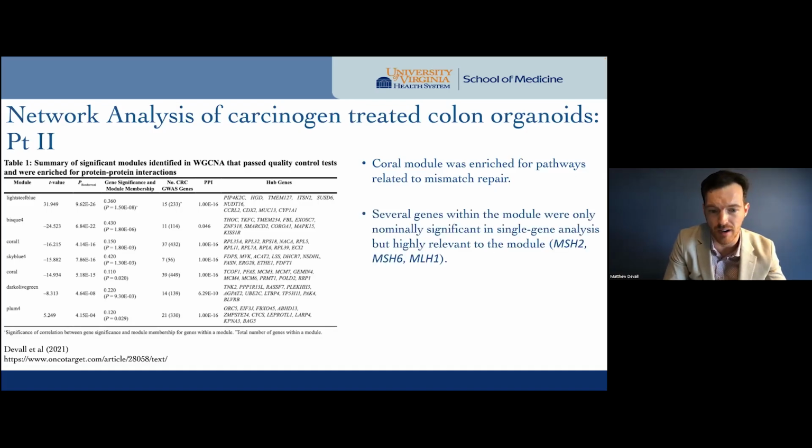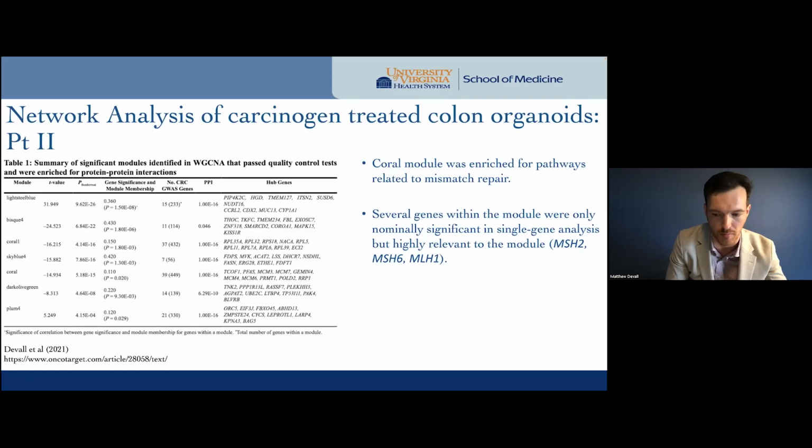And in fact, several of the genes that were present within this module were not identified in our single gene analysis, so were only nominally significant. They were really highly relevant to the module, both in terms of mismatch repair, and they were not actually amongst the top 10 hub genes that I selected here for the publication, but they were all within the top 20. Now, for those of you that don't know, MSH2, MSH6, and MLH1 are key driver genes for Lynch syndrome, which is a genetic predisposition for colorectal cancer.